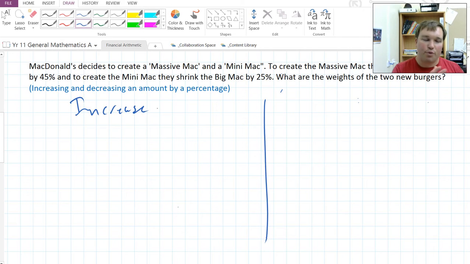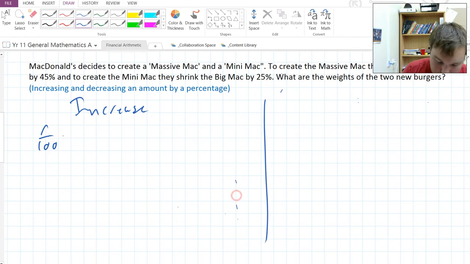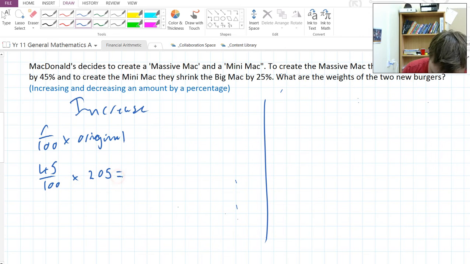Alright, first, increasing. To increase, we essentially want to find 45% of the original, then add it on to the original, and that will get us an increase of 45%. So to do this, we first of all find 45% of the original. So that is rate over 100 times original, or total. In our case, it would be 45 over 100 times by the 205, and that is going to be 92.25. Alright, so what we found is 45% of a Big Mac.